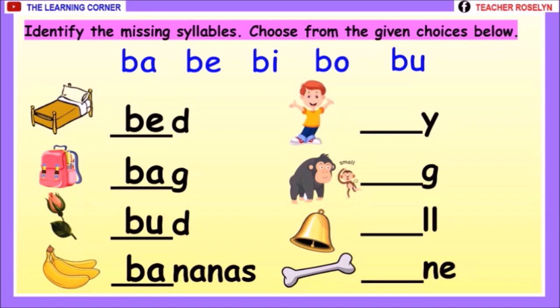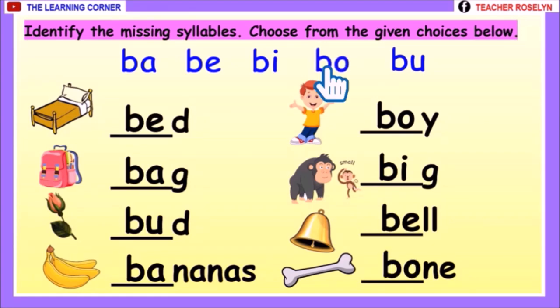This is a boy. What is the missing syllable? Bo, as in boy. This monkey is small, while this ape is big. What is the missing syllable? Bi, as in big. This one is bell. What is the missing syllable? Be, as in bell. This one is bone. What is the missing syllable? Bo, as in bone.